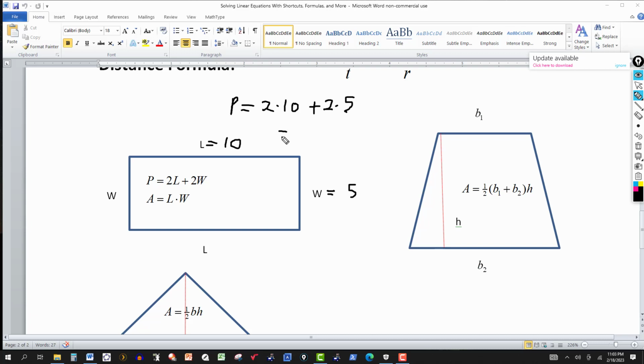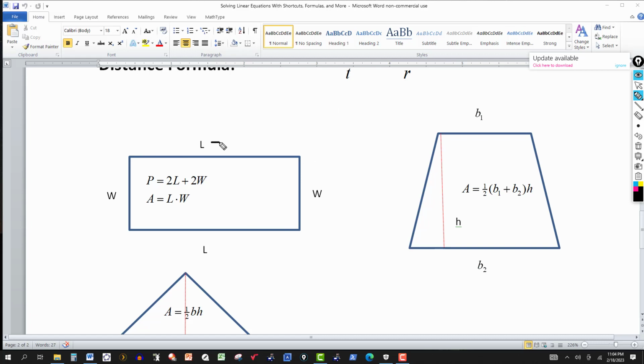This is going to be 2 times 10, that's 20. 2 times 5, that's 10. So this is equal to 30. And I'm just going to say units. That could be feet, that could be inches, whatever. This is 30 units. They're linear units, so you just add it.